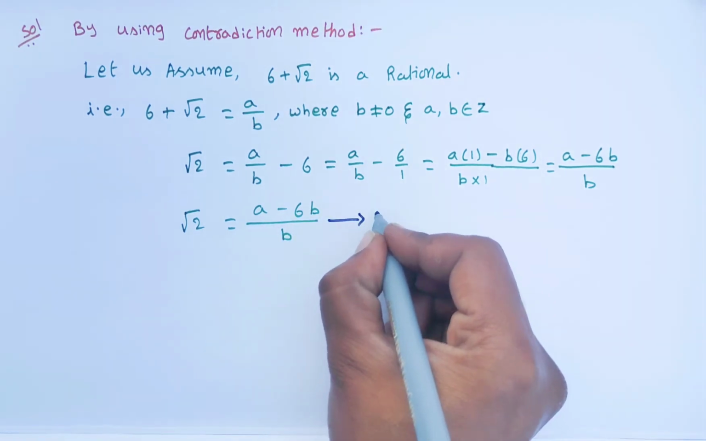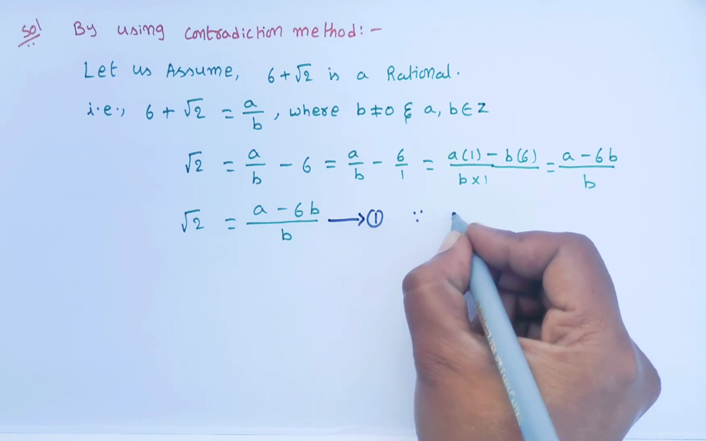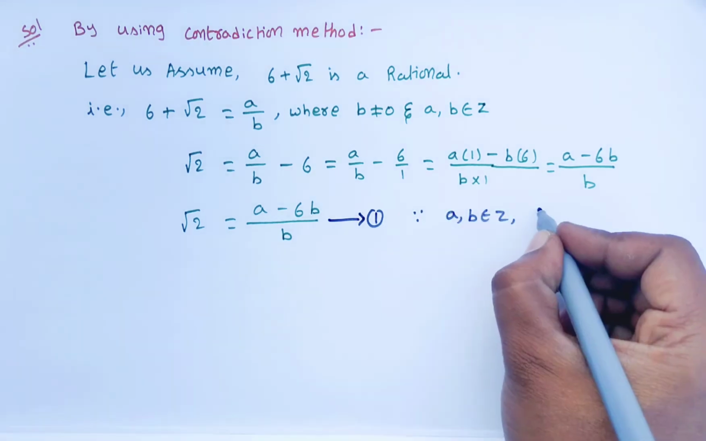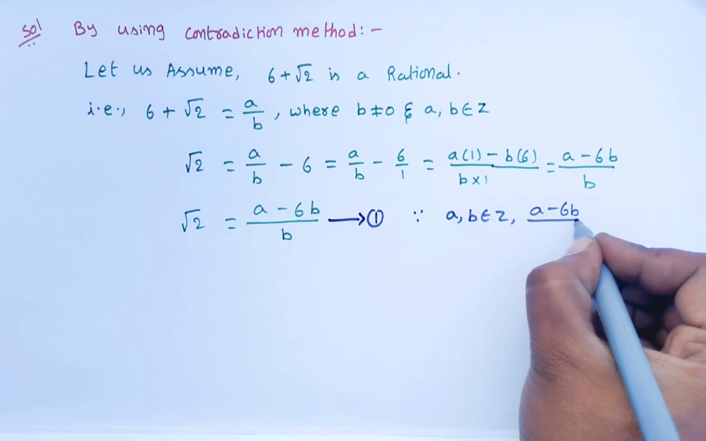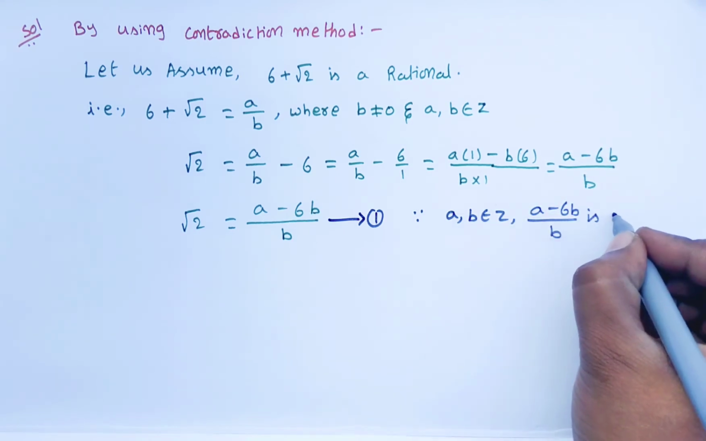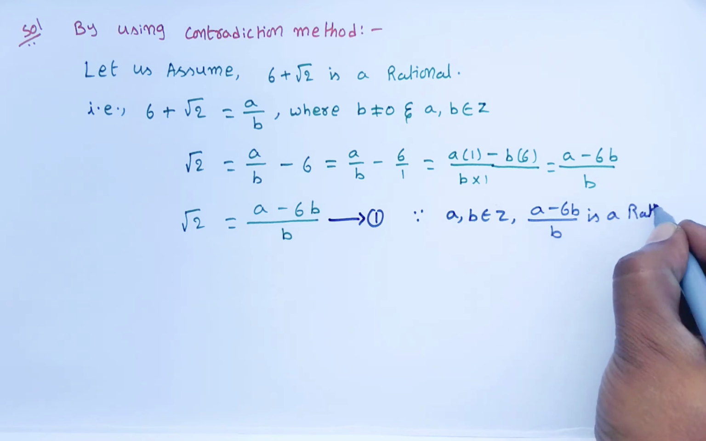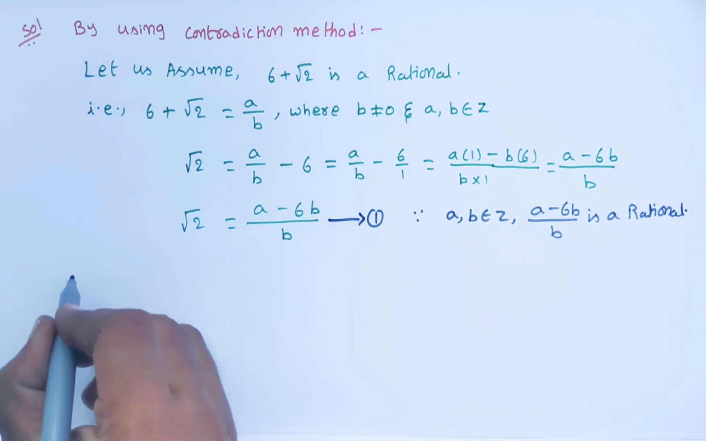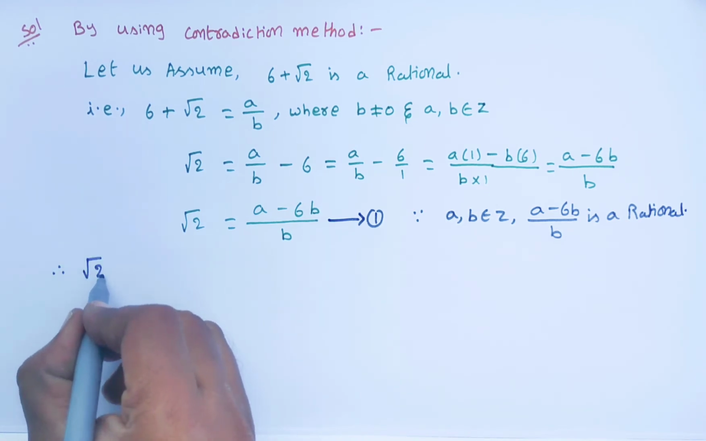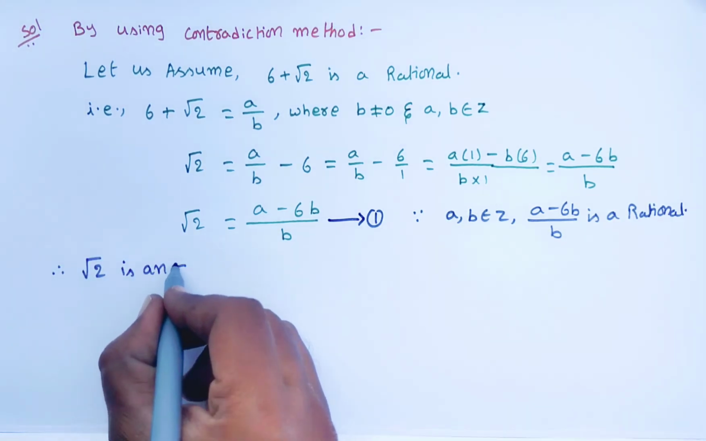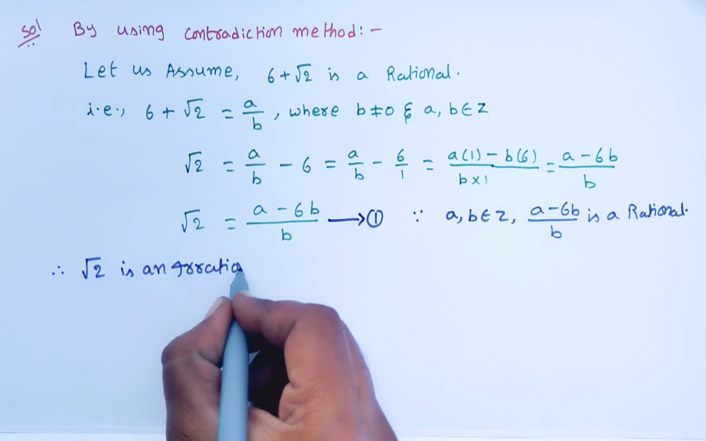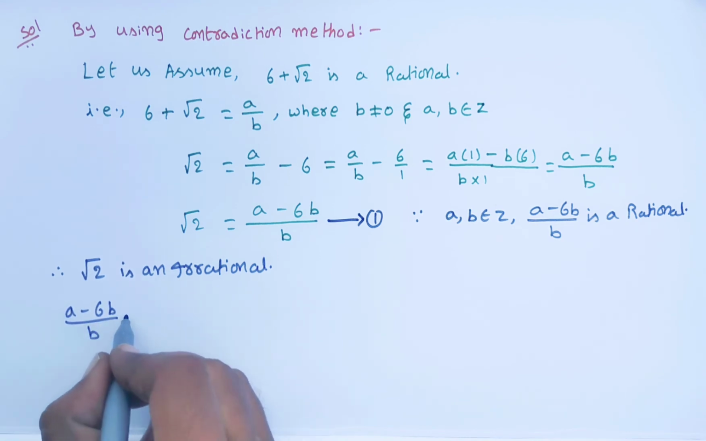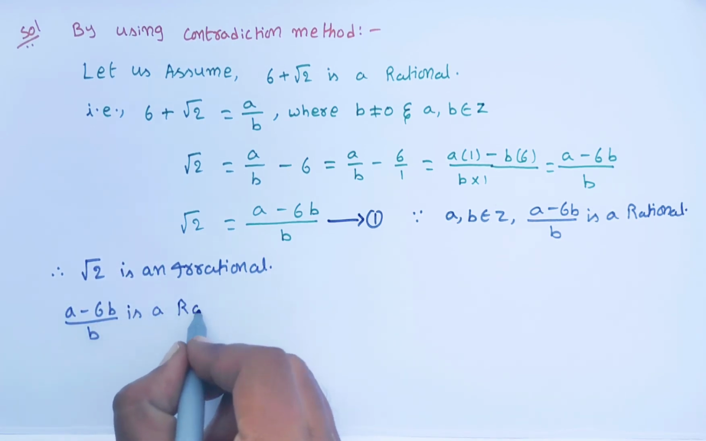This is equation 1. Now since a comma b belongs to integers, a minus 6b whole divided by b is in the form of p by q, a rational number. Now observe from equation 1, root 2 is an irrational, and a minus 6b whole divided by b is a rational.